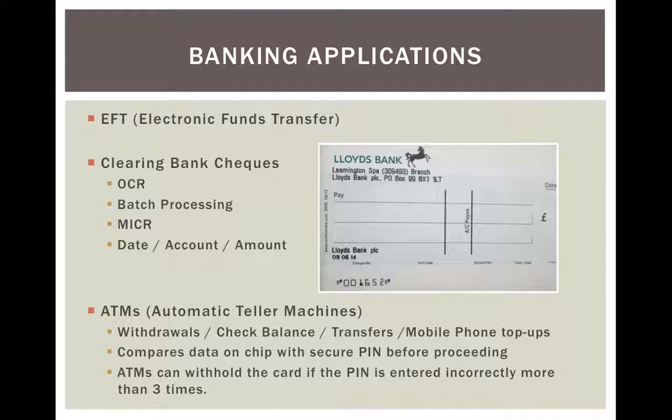If you're looking to withdraw money, it would then first ask you how much and then check that your balance is sufficient before the money is actually released. The first thing the ATM does is to check that you are who you say you are by comparing the PIN, and the ATM can withhold the card if the PIN is entered incorrectly more than 3 times for security measures. So these are our banking applications.